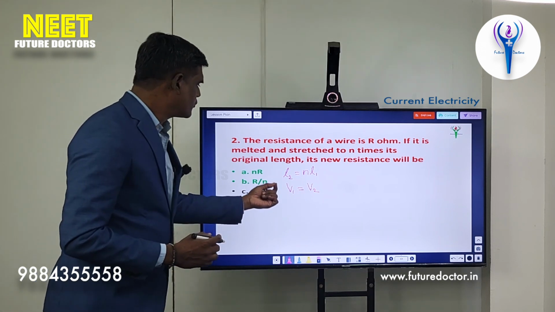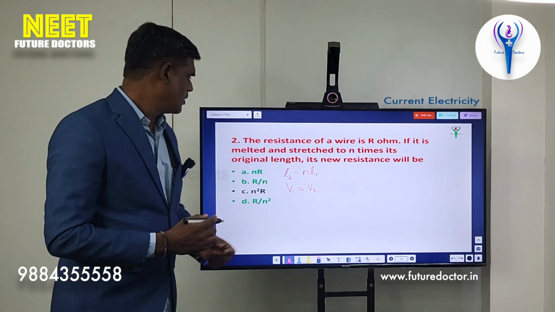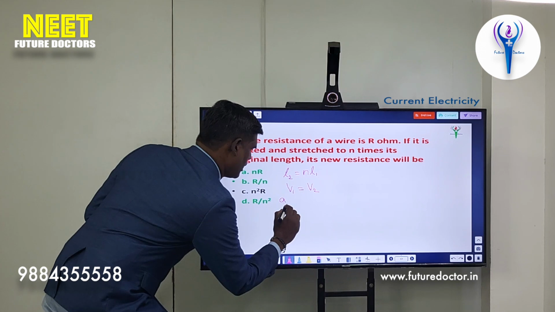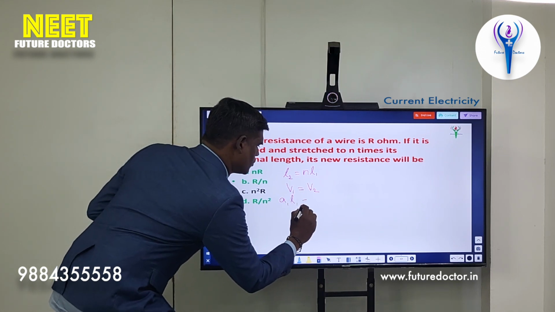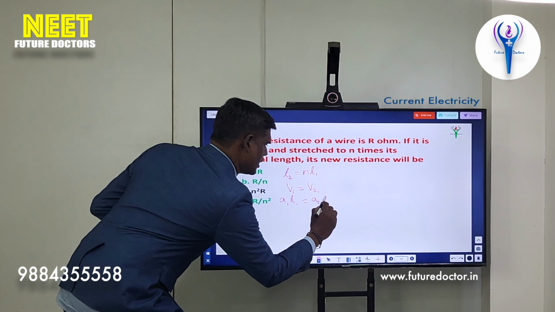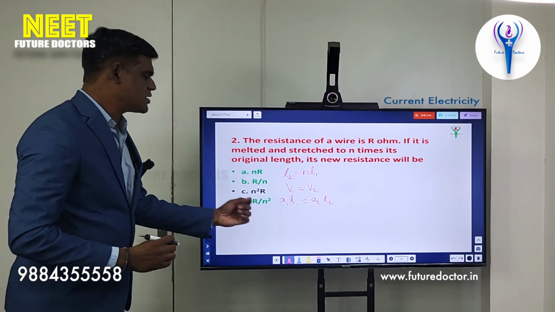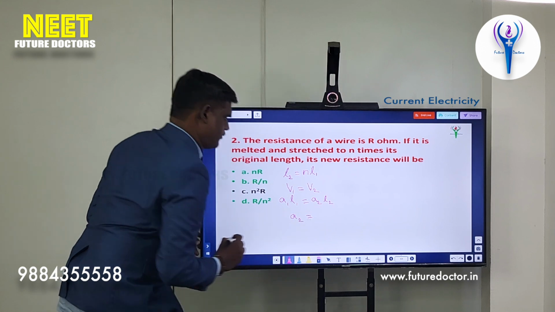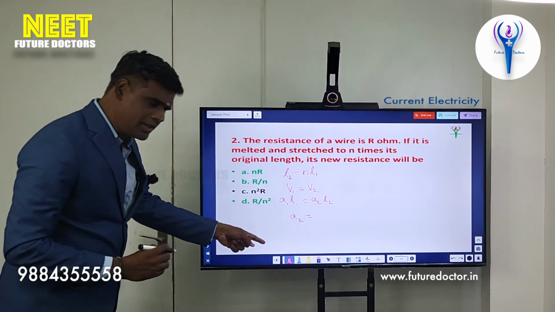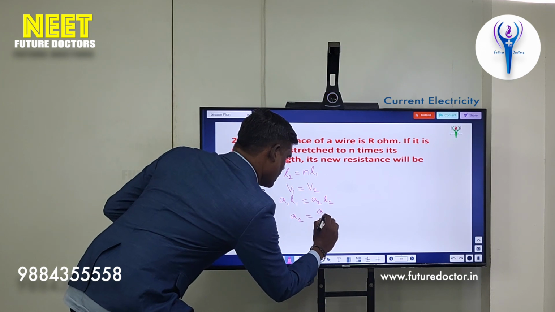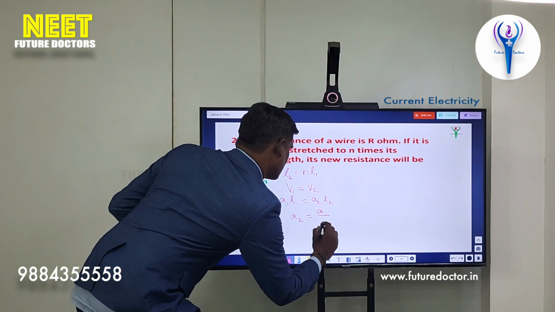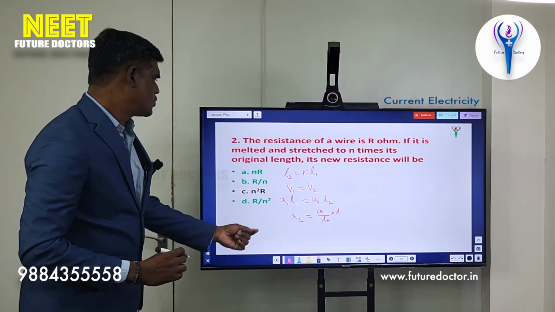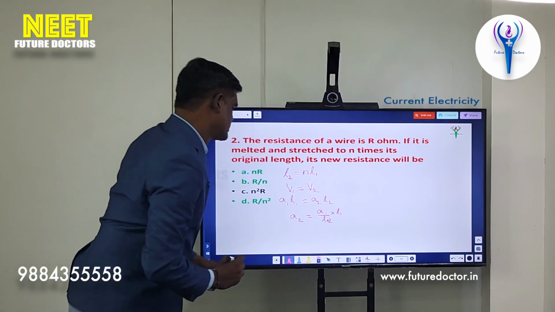And we know the relation between volume and length. Volume equals area of cross section into length. That is A1 L1 equals A2 L2. From this, A2 equals A1 into L1 by L2. Substituting the value of L2 here, one minute.